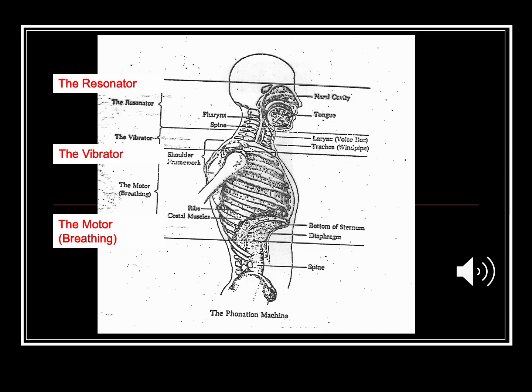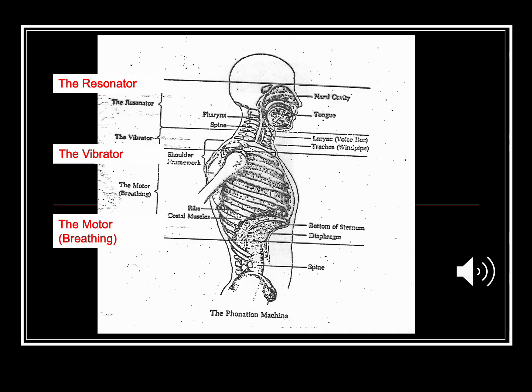Now, the third area is the motor, which is your breathing apparatus, and you can see it goes from the shoulder all the way down past the diaphragm into your ab muscles. You can see the picture here of the ribs. The costal muscles are the muscles that are around your rib cage. You see the bottom of your sternum. The sternum is that bone that goes right down the center of your body in the front that separates the two sides of your rib cage.